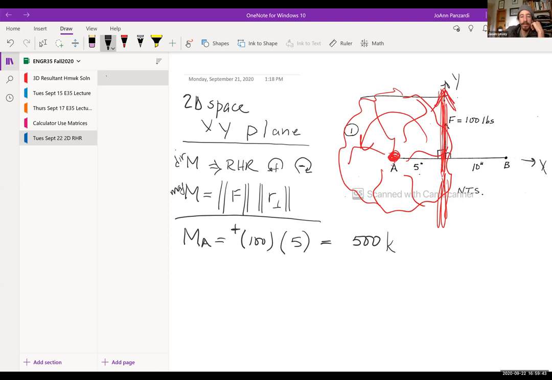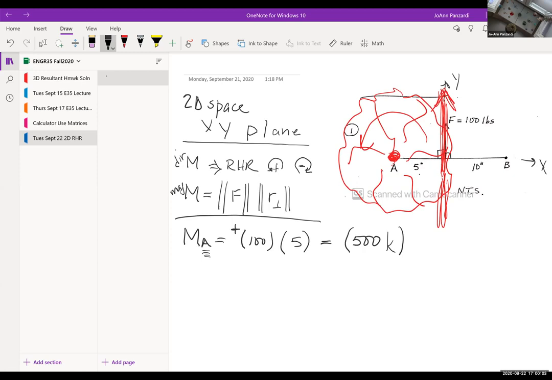I have a question. Maybe I missed it at the beginning. Are we saying this is specifically the moment at point A, not at the middle or at F or anything like that? Correct, we're finding the moment about point A. That's why I'm putting a subscript of A here. Now I got it.